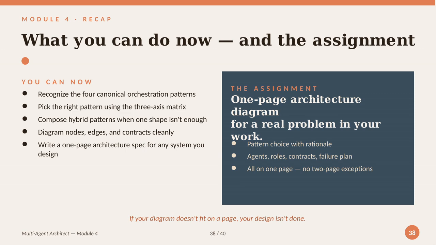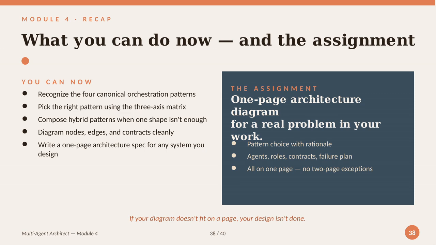Quick recap of what an hour of Module 4 has given you. You can now do 5 things. Recognize the 4 canonical orchestration patterns wherever they appear. Pick the right pattern for your problem using the 3-axis matrix. Compose hybrid patterns when one shape isn't enough. Diagram nodes, edges, and contracts cleanly. And write a 1-page architecture spec for any system you design.